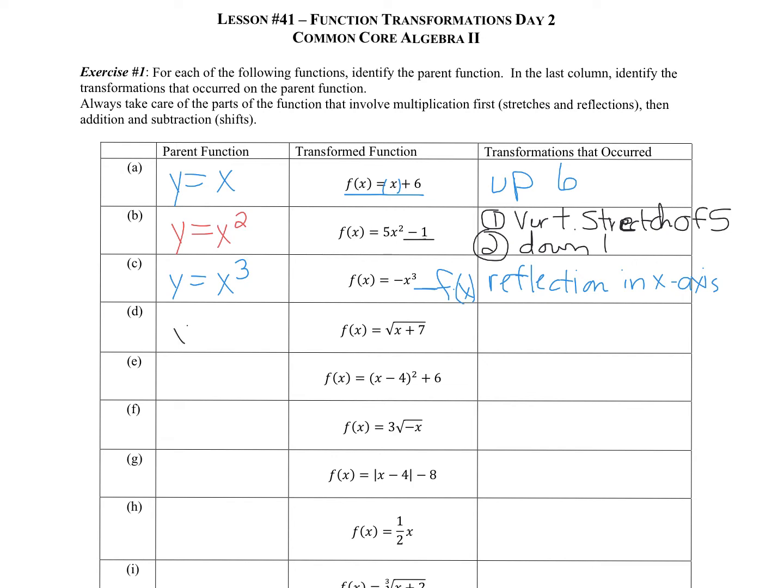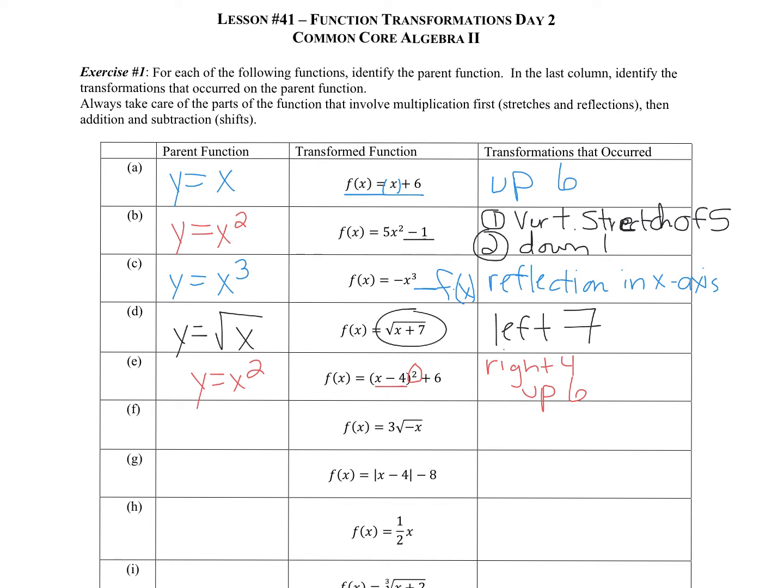So the next one, our parent function is the square root of x. The transformation that occurred here, the plus 7 is in the radical with the x, so that is left 7. Definitely, it's not outside where the up 7 would be. Next one is also quadratic, so y equals x squared. So this part would go right 4 and up 6. And those two wouldn't really impact each other, so you could write them in either order. I just chose to write them from left to right.